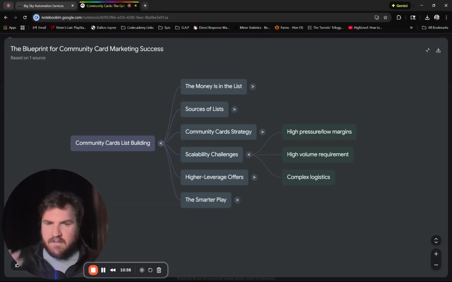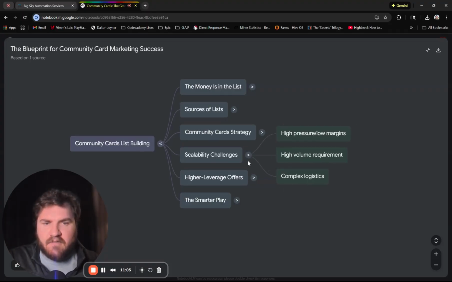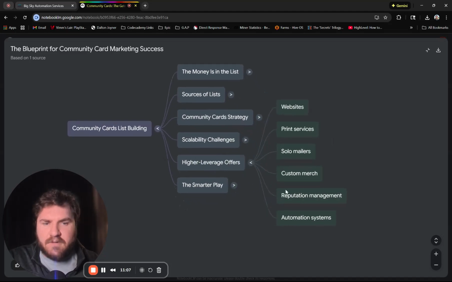Super awesome. I just want you guys to start thinking differently about the community cards, because it should not be your business. It should be the start of your business. So let's talk about some higher leverage offers.